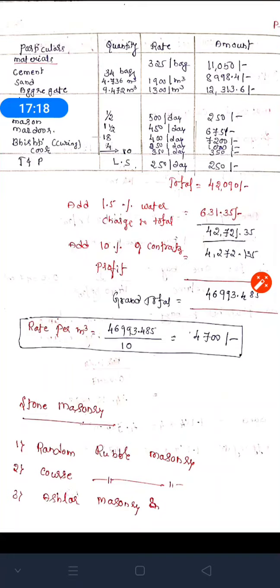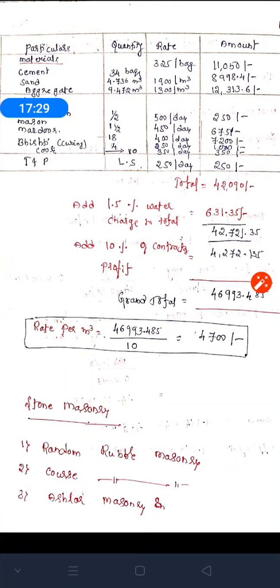Commonly we have to put the rate here. The cost of cement will be 325 rupees per bag. The total cost after multiplying 34 into 325 is 11,050. Similarly for sand, 4.736 into 1900 gives 8,998.4. For aggregate, 9.472 at around 1,300 gives 12,316. These rates we may get from the Buda office, that is Ballari Urban Development Authority, which is the rate analysis.